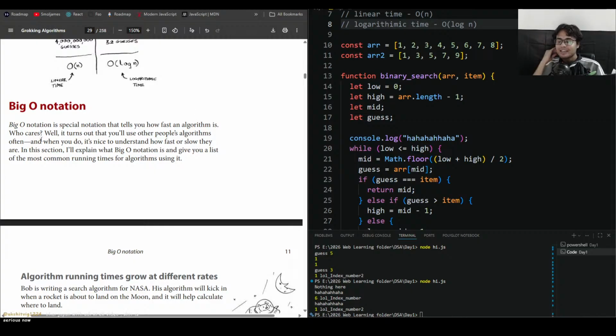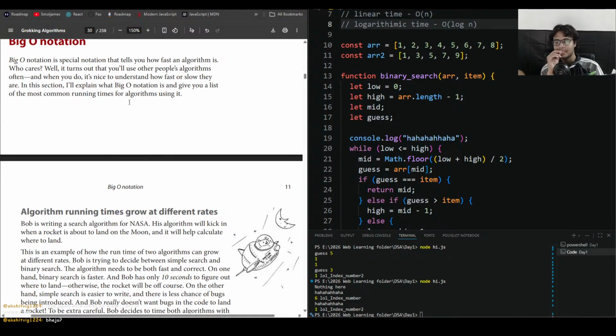Big O notation. Big O notation is a special notation that tells you how fast an algorithm is. Who cares? Well, it turns out that you use other people's algorithms often, and when you do, it's nice to understand how fast or slow they are. In this section, I'll explain what Big O notation is and give you a list of the most common running times for algorithms using it.